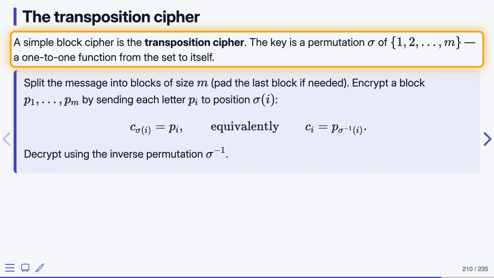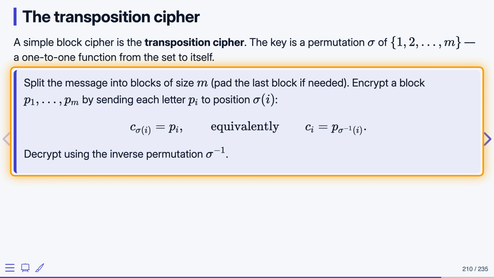The key is a permutation, written with the Greek letter sigma. A permutation just rearranges the positions inside a block. Formally, it is a one-to-one function from the set 1, 2, up to m onto itself. To encrypt, split the message into blocks of size m. If the last block is short, pad it with extra letters. Inside each block, move each letter to the position that sigma names. The letter that lands in position sigma of i is the letter that started at position i. To decrypt, use the inverse permutation, sigma inverse, which undoes the rearranging.